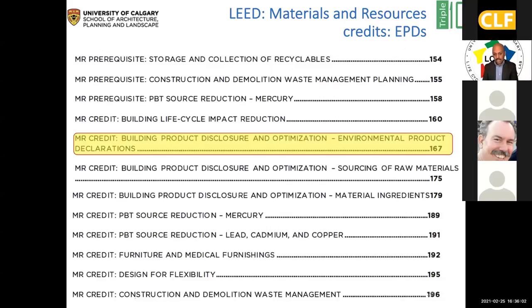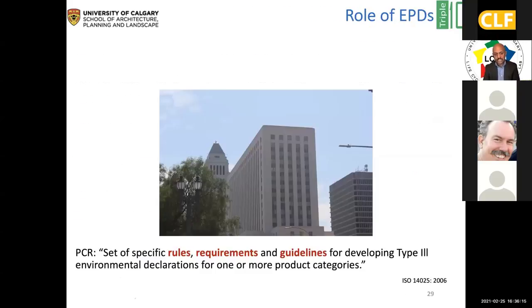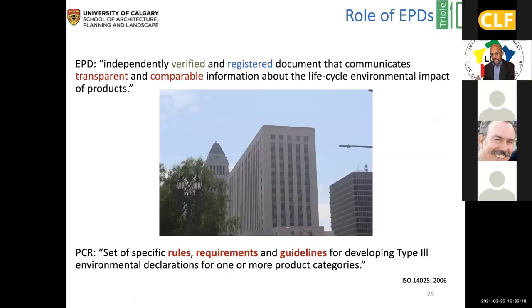The second way life cycle assessment comes into the LEED system is through environmental product declarations. Why? Because environmental product declarations are nothing but life cycle based performance declarations of materials, energy, or whatever product we are talking about. What's unique about EPDs is that, like I mentioned, they are life cycle based, but also a verified and registered document.